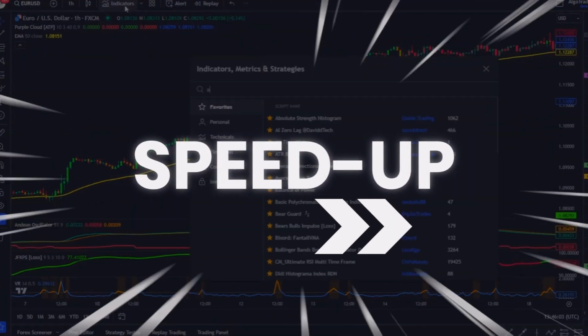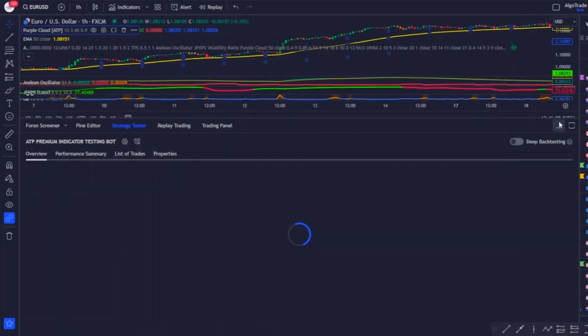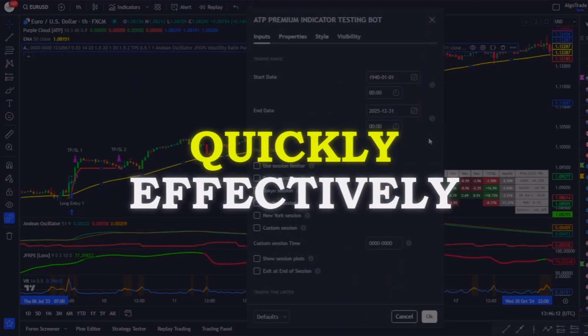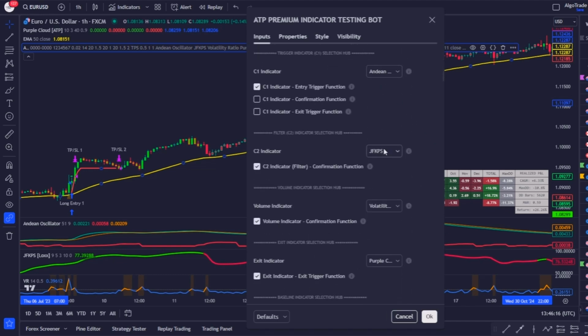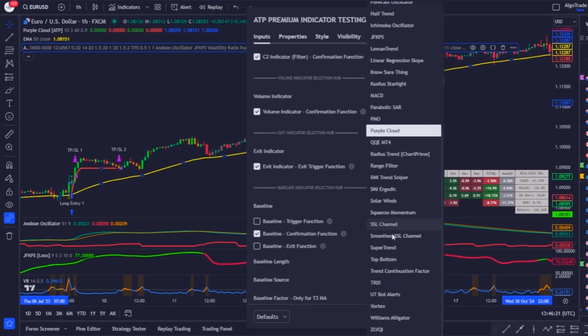To speed up the process, I will use my premium indicators testing bot, a tool that allows me to test thousands of strategies quickly and effectively, providing real results. With it, I can define all these indicators with the respective functions, along with many other options.